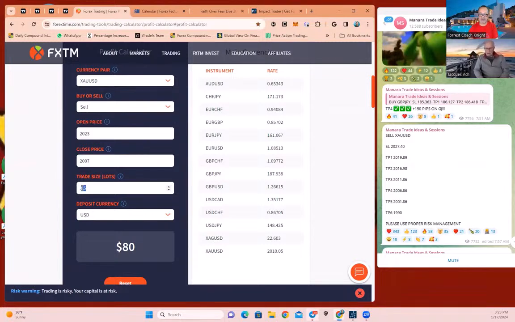So maybe once you get your account to $2,000, you change it to 0.8. So now you just made $1,280. And then when you get your account to a little bit larger than that, maybe get to 5,000, you go to a 1 point, right?